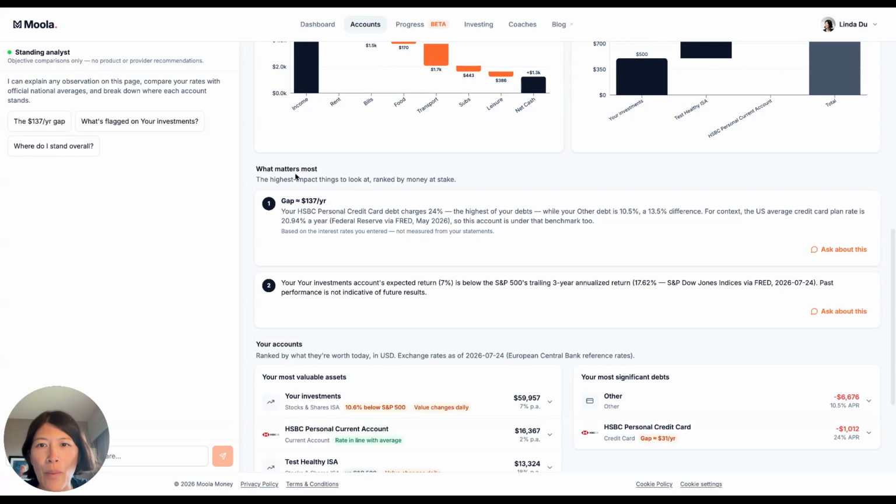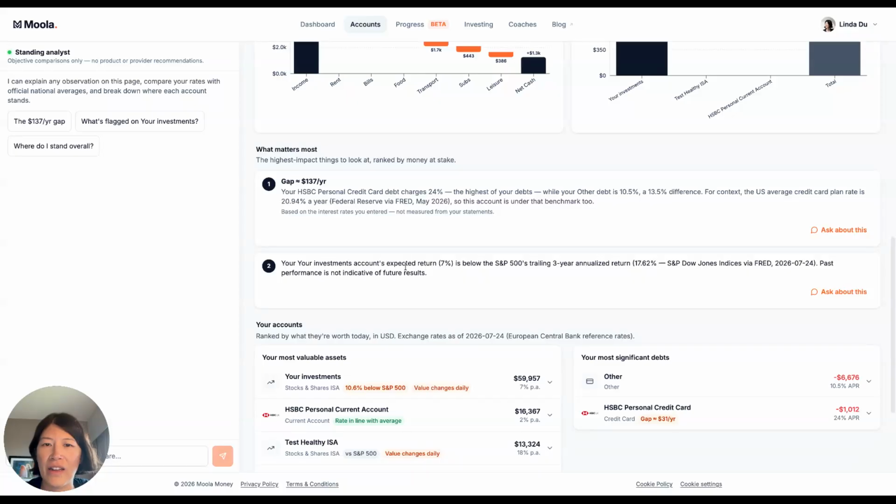What is also interesting here is I've got these insights flagged for me. One of the insights is that my credit card debt charges 24%. I've actually got a different loan, which is 10.5%. So what this means is that if I don't plan to pay my card debt off all at once, I might be able to just extend that other loan to cover the credit card debt. So that leaves me with a cheaper loan.